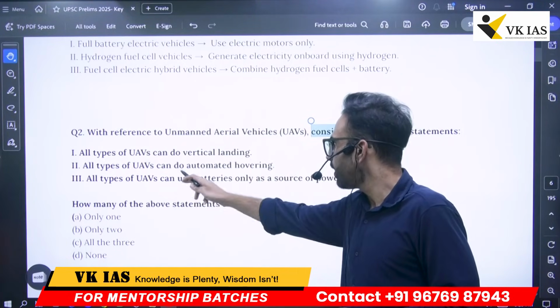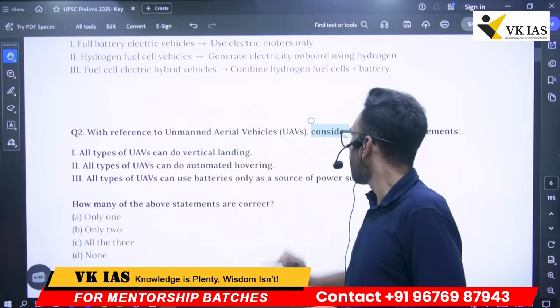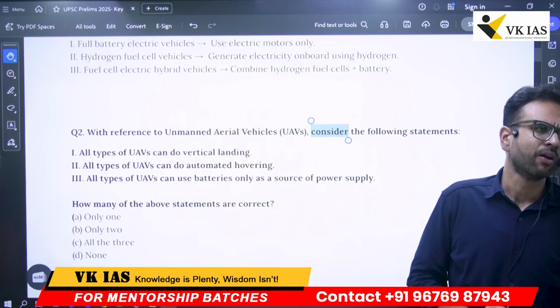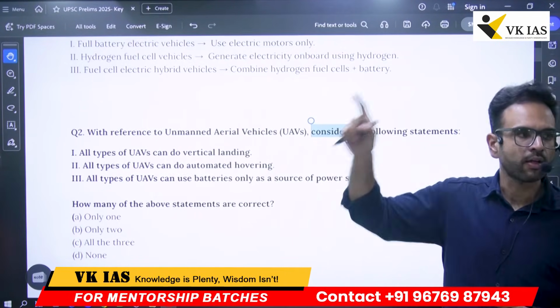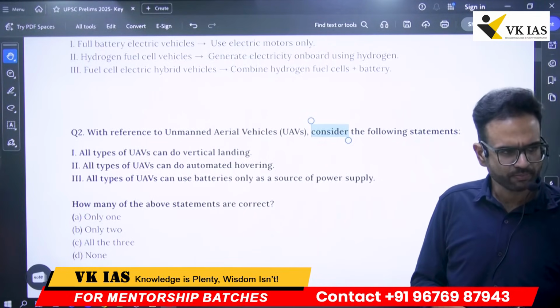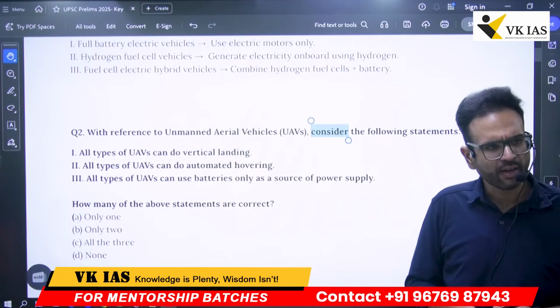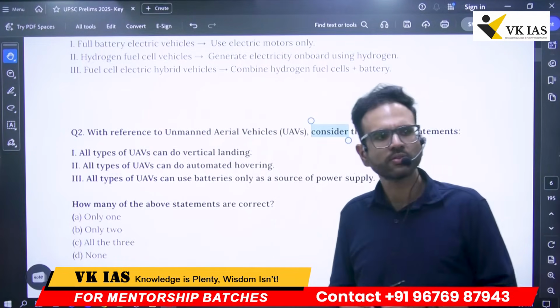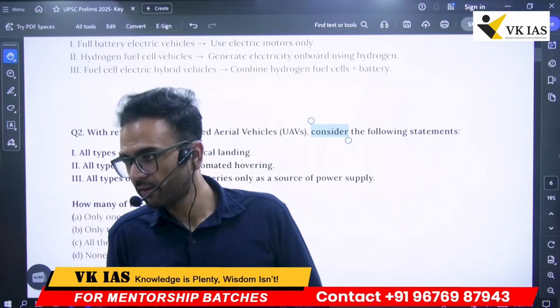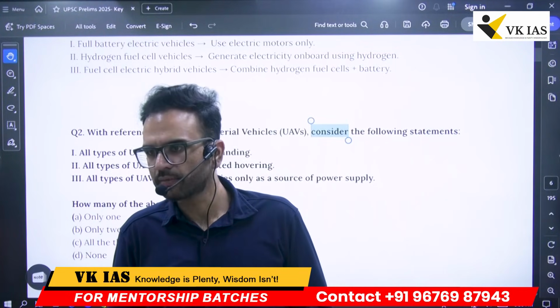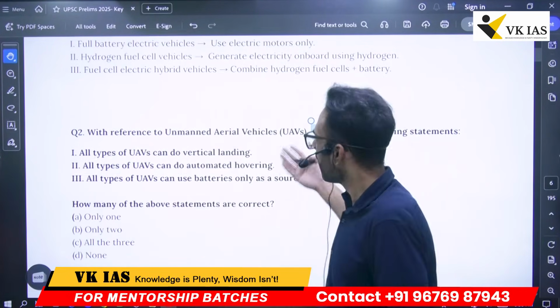All types of UAV can use batteries only as a source of power supply. Why only battery? Why can't I directly put a solar panel and a cell there itself? Or why can't I directly use any other source? What is the logic of only battery there? Not necessary, right? So two are definitely wrong.